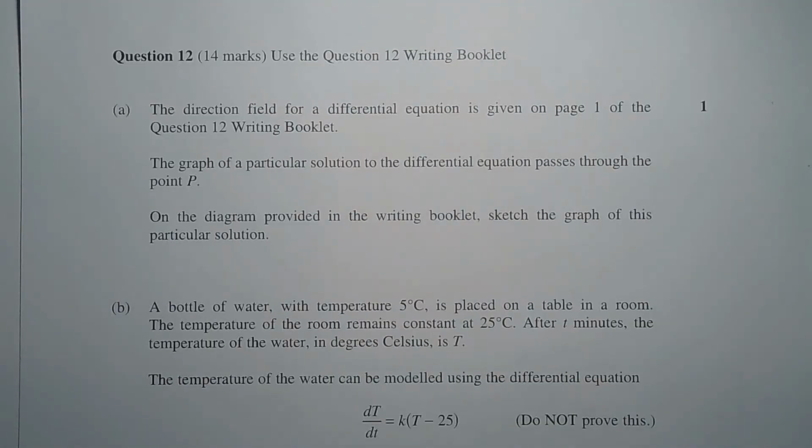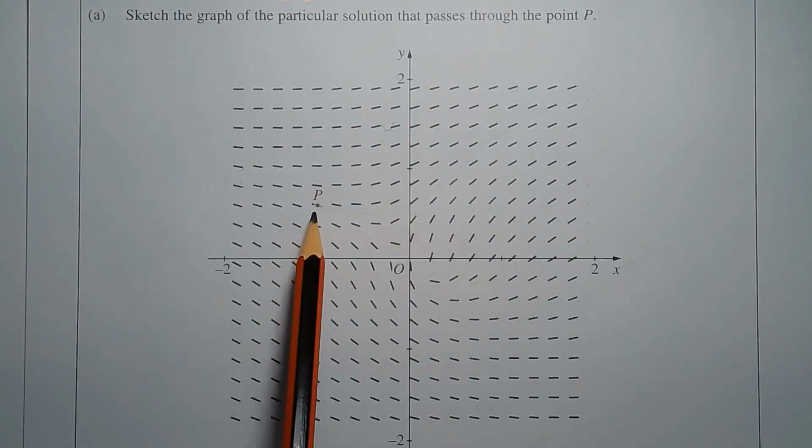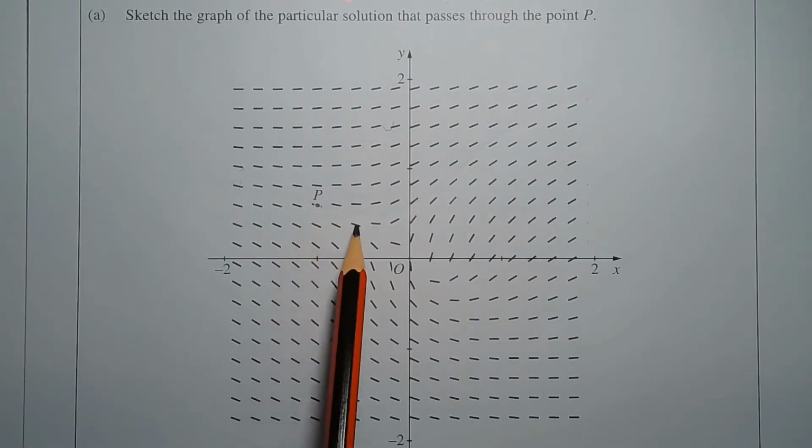Question 12a. The direction field for a differential equation is given on page 1 of the question 12 writing booklet. The graph of a particular solution to the differential equation passes through the point P. On the diagram provided in the writing booklet, sketch the graph of this particular solution. Starting at point P, the curve drawn should run parallel to the tangent lines in the direction field.